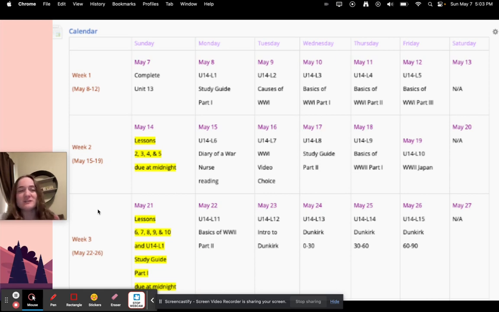It might change a little bit as I make these lessons, but it's pretty much the layout. You see here, of course, we're starting with May 8th, study guide, and then you're going to do this worksheet on causes of World War I if you haven't done so already. And then lessons 3, 4, and 5 are going to be basics about World War I. You'll also see that lessons are going to be due on Sunday at midnight like they always have been.